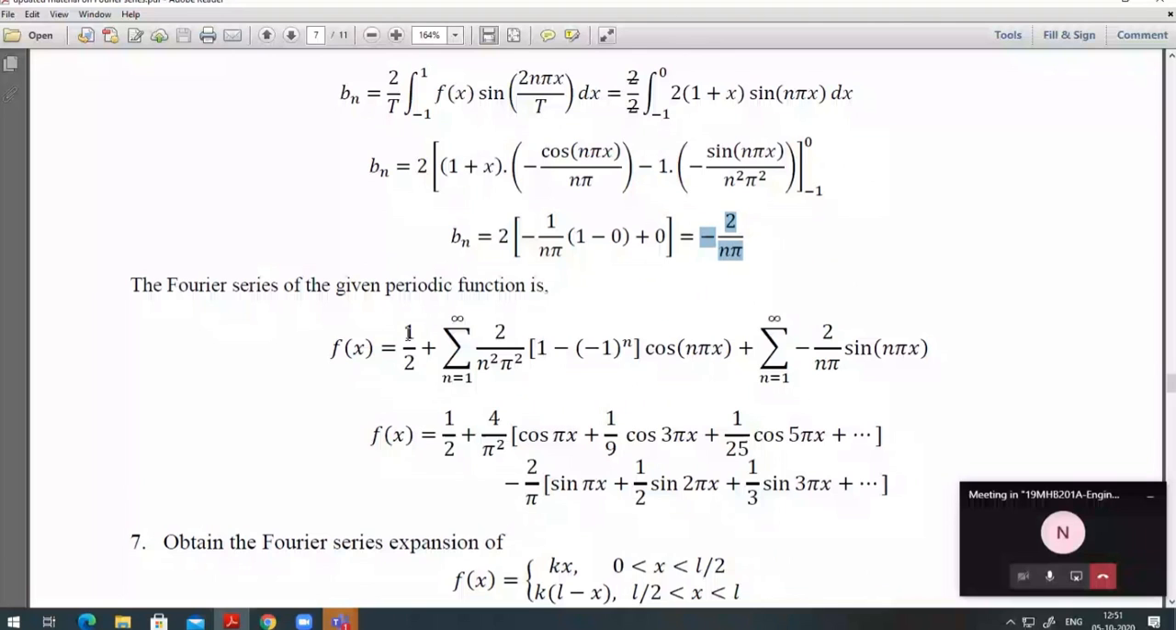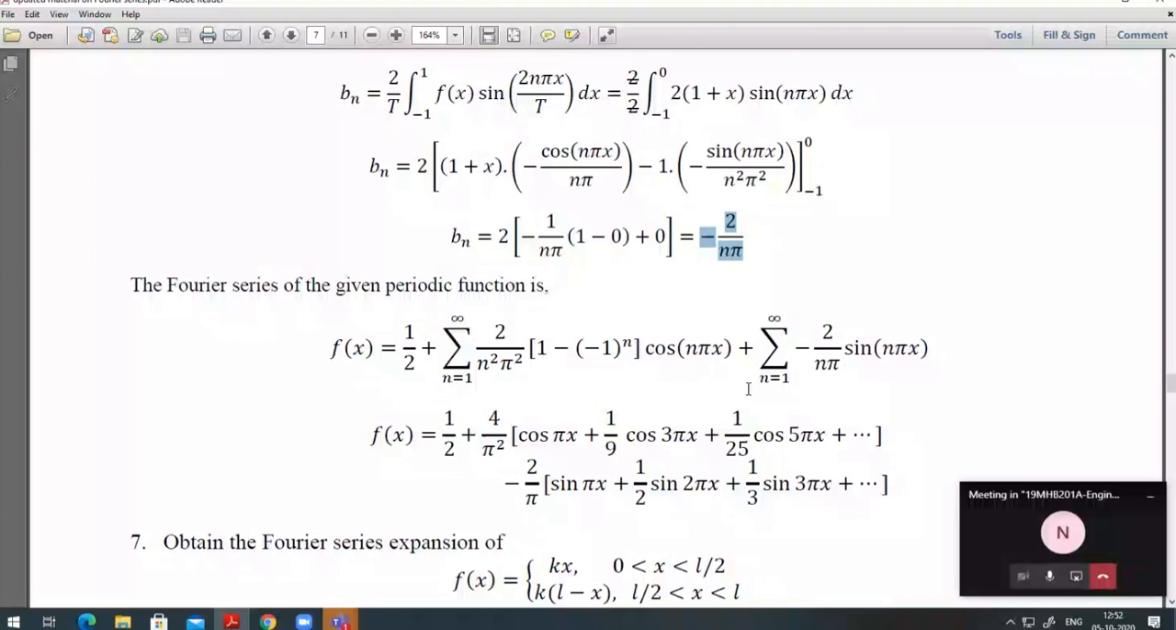Similarly, we have another example, the last example. I think this is the last example. Yes. So here the limit is a general limit. The period is L, and the function is even. Because if you see, it is defined from 0 to L, not from minus L to L.